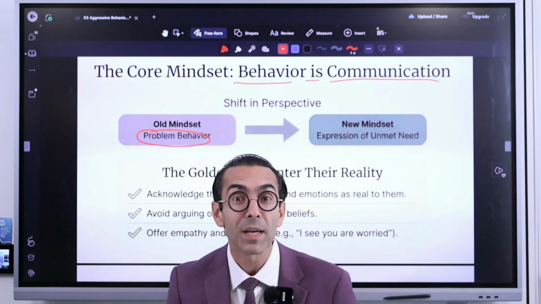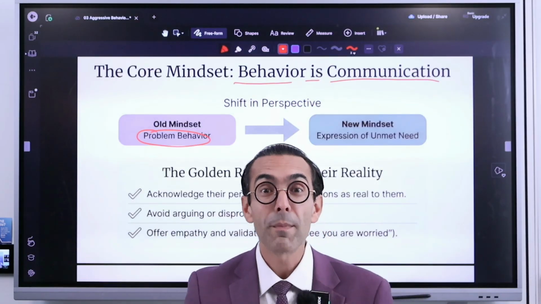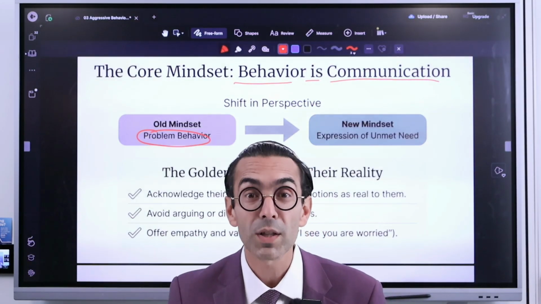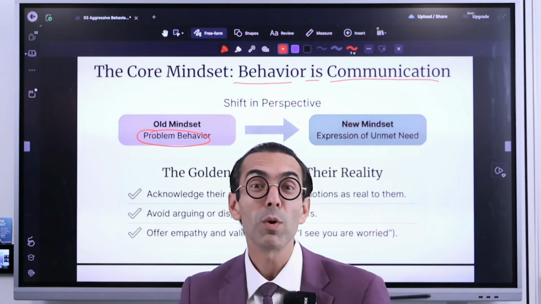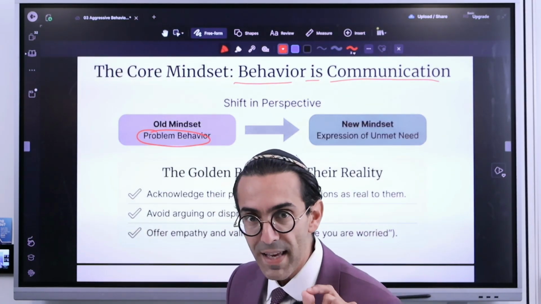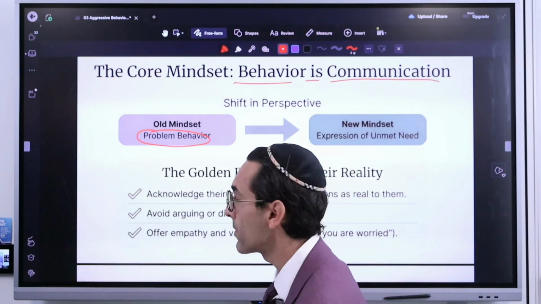Think about a little baby, right? When you had a little baby and the baby wanted to eat, or wanted to go to the bathroom, what would the baby do? The baby would cry. The baby would be agitated, right? That is the key. Behavior is communication.